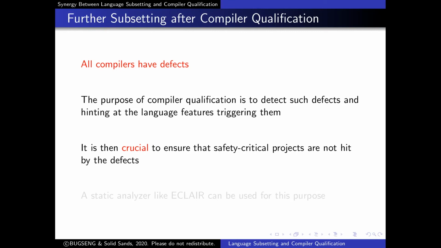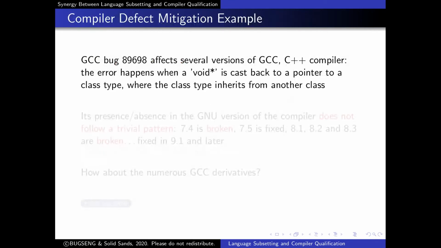And the point is that once you have found limitations in a compiler, you have to make sure that your project is not affected, or you have to know in which ways it is affected in order to apply countermeasures. And the static analyzer, like Eclair, can be used for this purpose. So, for an example, I will use the bug introduced by Marcel that has to do with conversion of void pointers to pointers to certain class types.